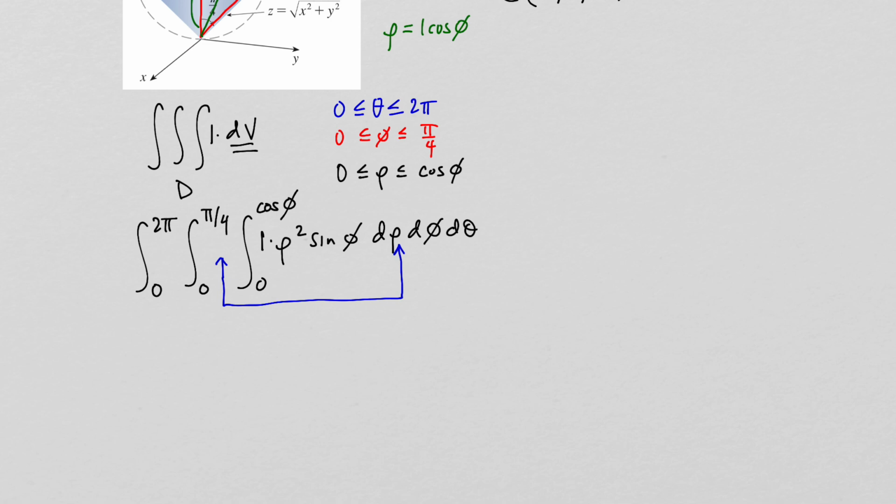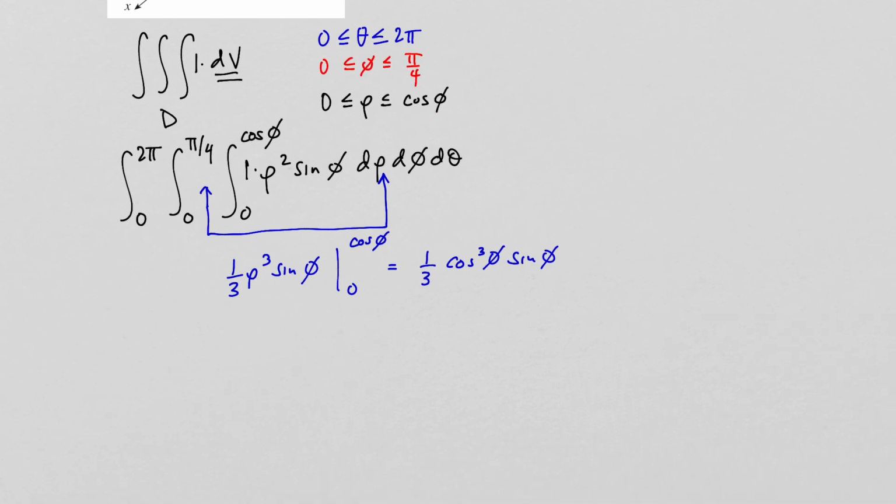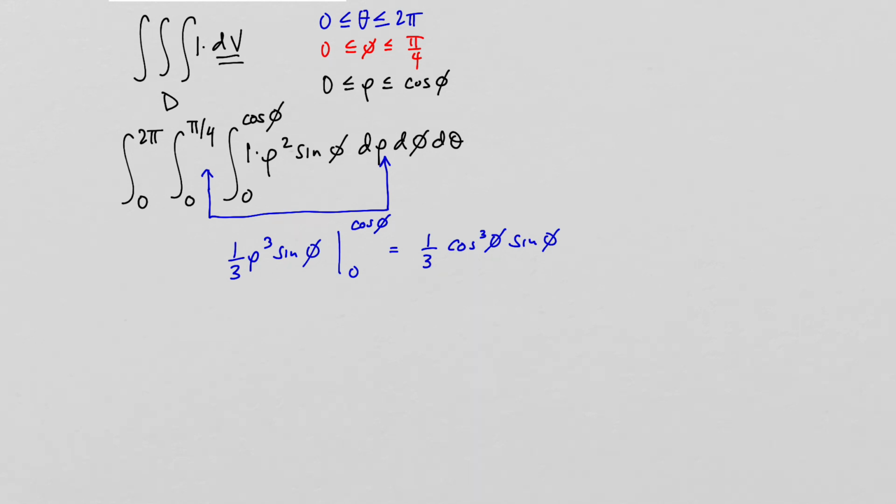Let's do the math there. The integral of rho squared is 1/3 rho cubed. Sine of phi is a constant, and we go from 0 to cosine of phi. When you plug in 0, you get 0, so we just need to plug in cosine of phi. This becomes 1/3 cosine cubed of phi sine of phi. All right, on to the next step.